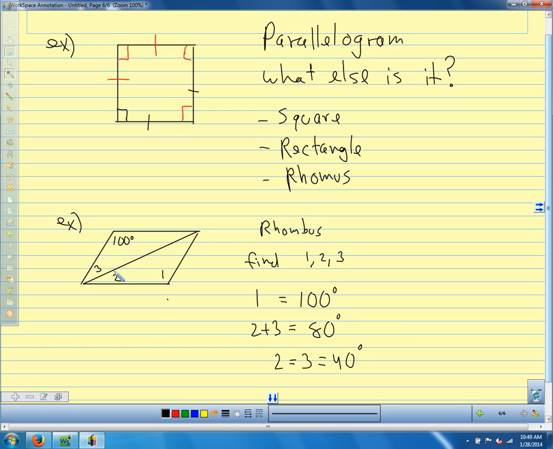Each one has to be 40. We know that these two are supplementary, so this entire angle has to be 80. And 2 and 3 are the same, they're cut in half, so each one has to be 40. Wait, I'm confused on how. The whole angle, that whole red angle, has to be 80 degrees, because a rhombus is a parallelogram. Consecutive angles are supplementary, they have to add up to 180. So together, these two add up to 80. They're cut in half, so each one is half of 80. Okay?